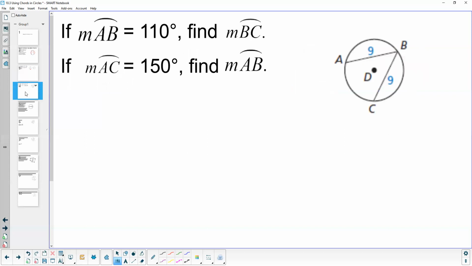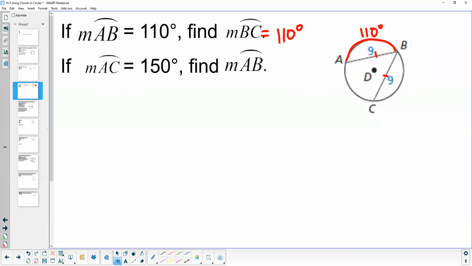Similarly, we can use something like this one, which goes with that converse, that other idea, where it says if the measure of arc AB is 110, find BC. Okay, so if AB here is 110 degrees, because their chords are congruent, that means that their minor arcs are also going to be congruent, so the measure of BC is also going to be 110 degrees.